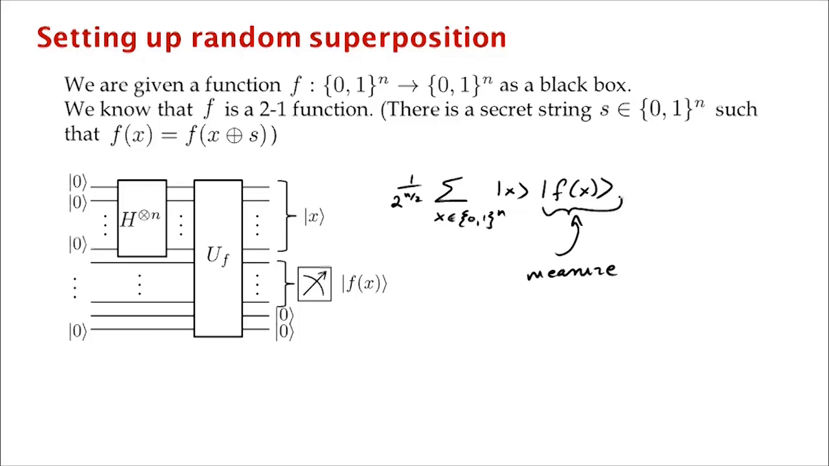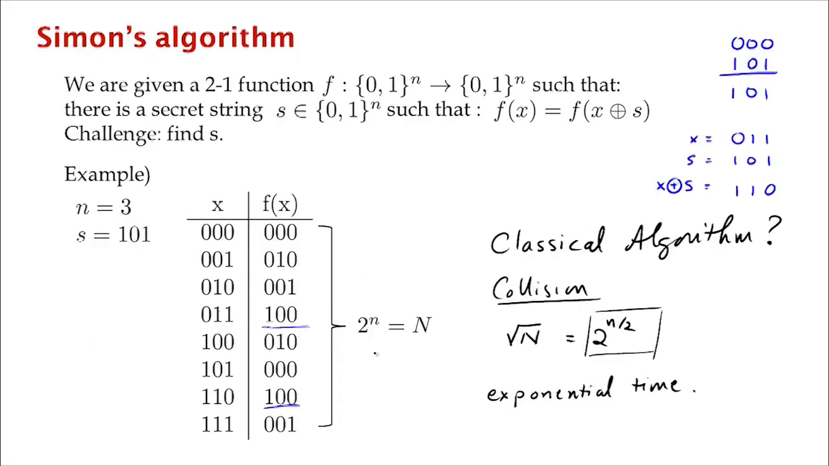So now what does f of x look like? Well, if we look at this example, we'd have a superposition over all these values. The first register would contain, with amplitude 1 over square root of 8, 0, 0, 0, and the second register would be 0, 0, 0. With amplitude 1 over square root 8, this would be the first 2 registers, and so on. But now we go ahead and measure the second register. So we'll get each of these outcomes with equal probability. And suppose the outcome happened to be 1, 0, 0.